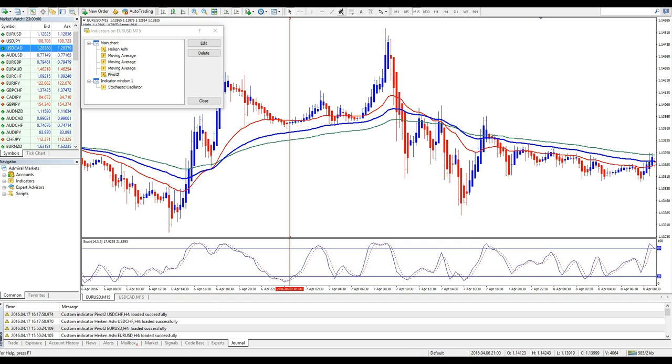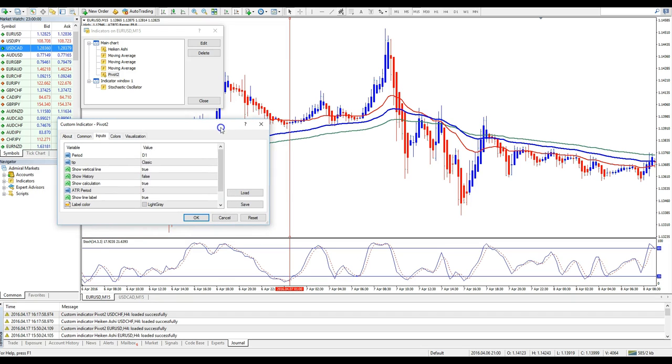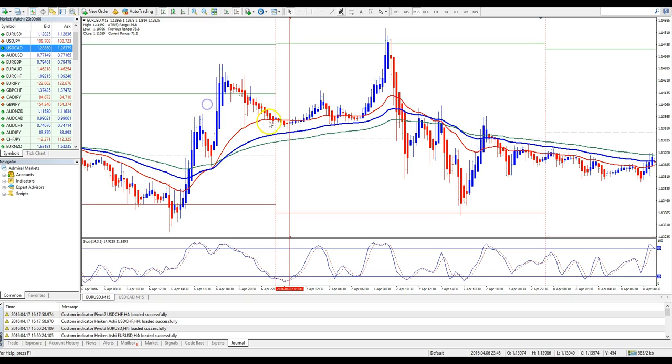If you double click here, you will see this window. We don't use Camarilla for this. Camarilla is something different. We use classic pivot points. The period should be daily, which is the default, because you will be trading this intraday and you need to see the history. So you just click history, move the slider to true, and press OK. Here you will see the history.